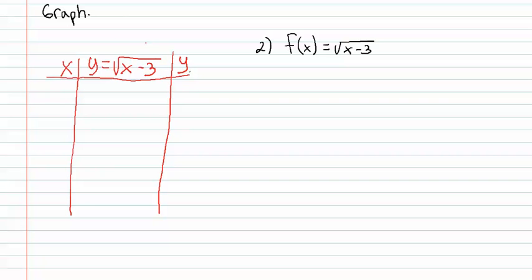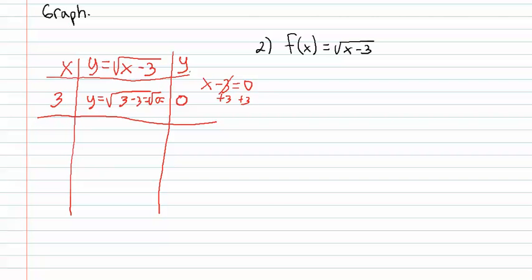Alright, so we need to come up with a perfect square for the square root. I like to do 0. So I'm going to set this to 0. And so my first x value is going to be 3, because y is equal to 3 minus 3, which is square root of 0, which is 0. Okay, that's my first one.